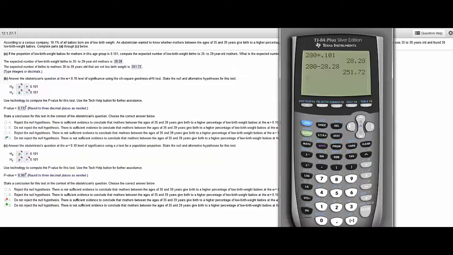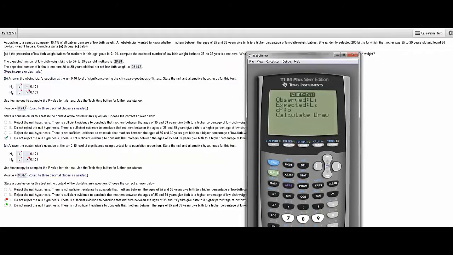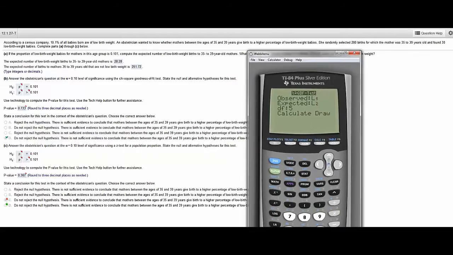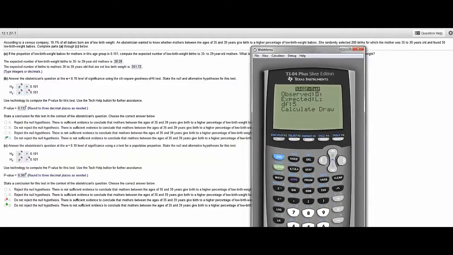Okay, so in our calculator, we're going to go to test, and we're going to see if we can find a goodness of fit test, which is right there. It's that chi-square GOF test in my calculator. I guess it kind of depends. And okay, so here we go. It says observed. I observed 30.